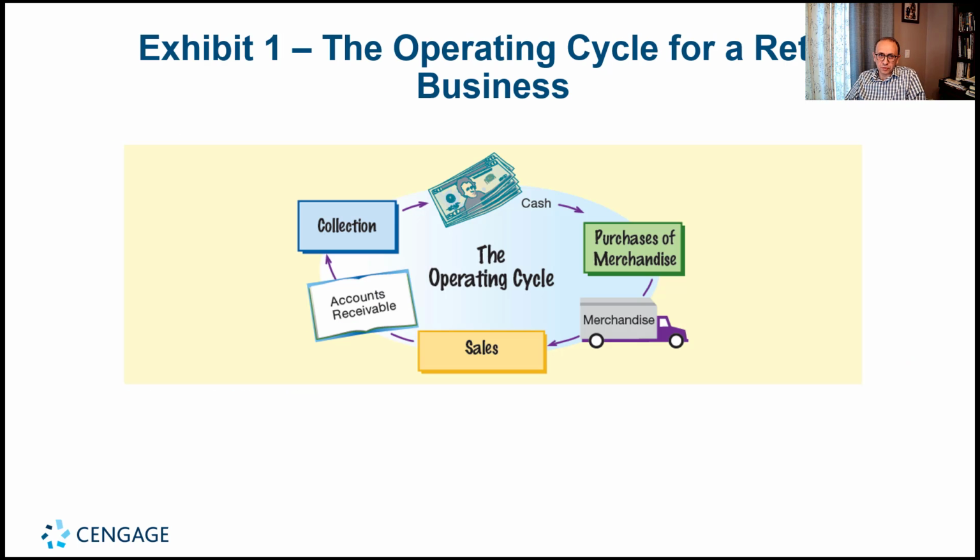The operating cycle for a retail business starts with cash. We have the cash, we purchase merchandise from a supplier. The merchandise arrives at our warehouse, we sell it, and then usually we have either cash sales or sales on account. If we have a sale on account, we have a promise from our customer to pay cash in the future, and this is what we call accounts receivable. Then once it's collected from the customer, we get the cash again, and the cycle keeps going.